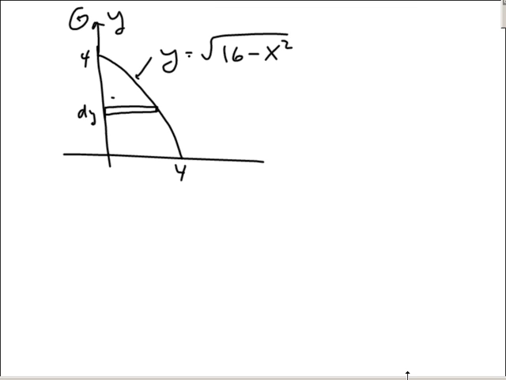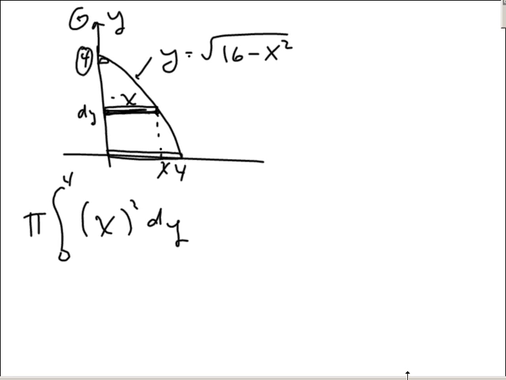So there's your dy. What you need to know is how long this is. Well, clearly that's x. For example, here's x right here. How long is this? X. The thing is, it's going to be pi times the integral, and y is going from 0 to 4. The lowest rectangle has a y value of 0, and the highest rectangle will have a y value of 4. So it's pi times the radius squared dy. Like I said, the radius is x.